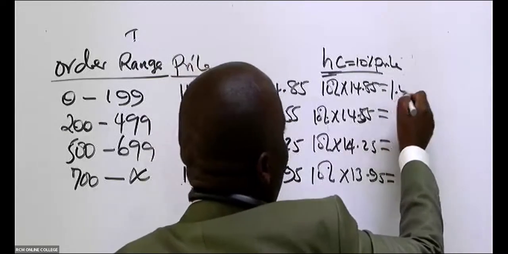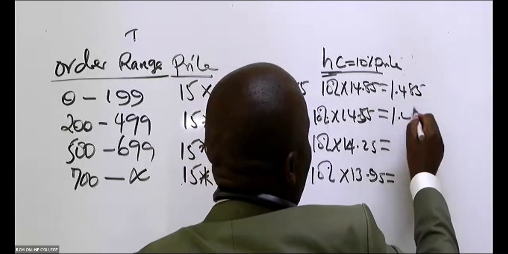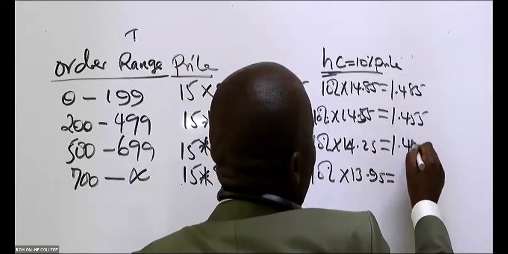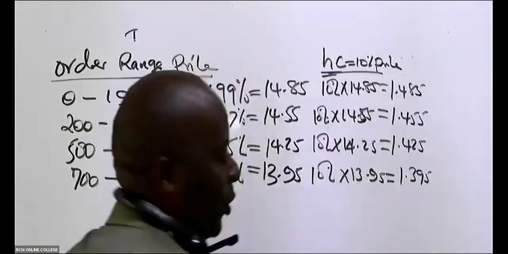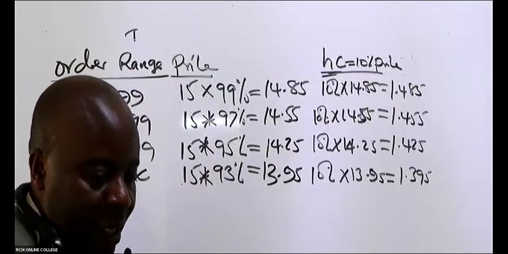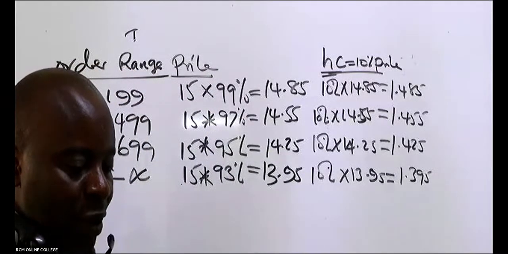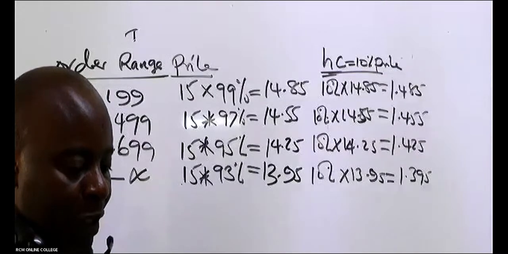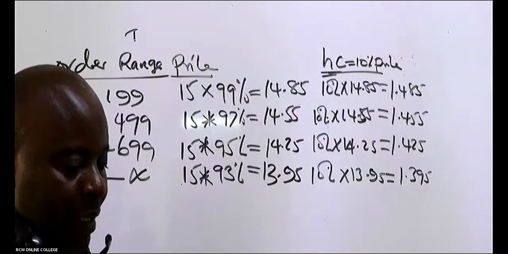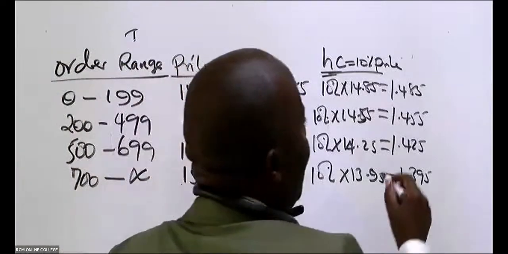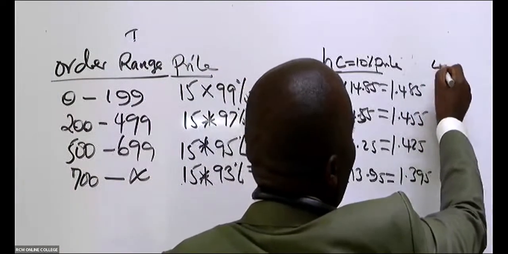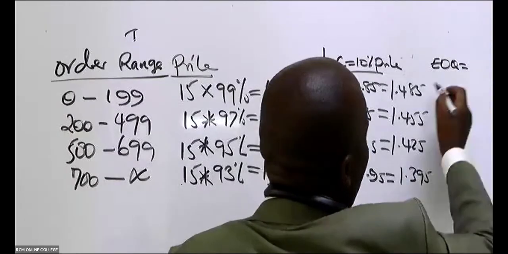I know this will be 1.485. This will be 1.455. This will be 1.425. This will be 1.395. Please confirm whether those figures are correct. And if they are correct, then I would want us to go ahead and get EOQ. Let's get EOQ for each class.